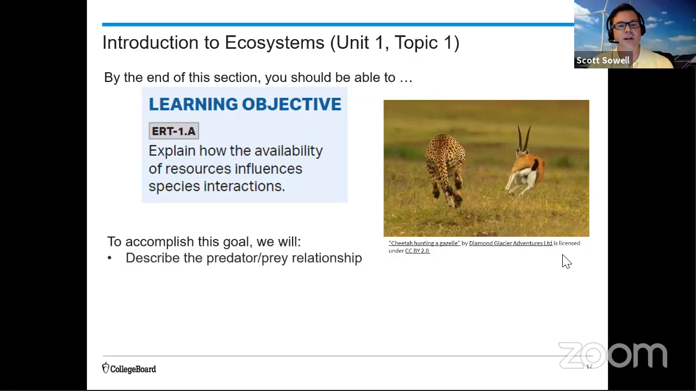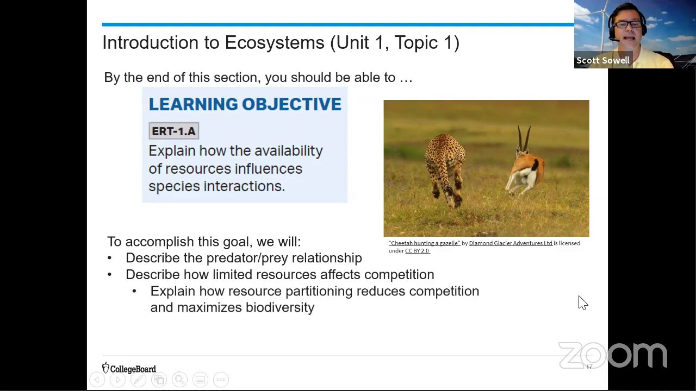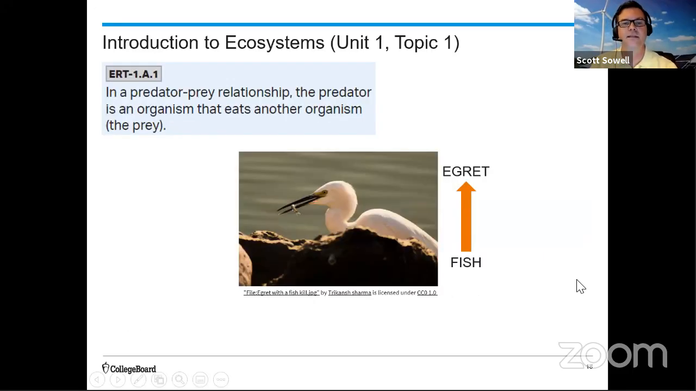So to get there, we're going to start by looking at predator-prey relationships. We'll look at how limited resources affect competition. And then we'll look at a specific phenomenon called resource partitioning. And then finally, we'll end with symbiosis. All right, so let's eat some stuff.